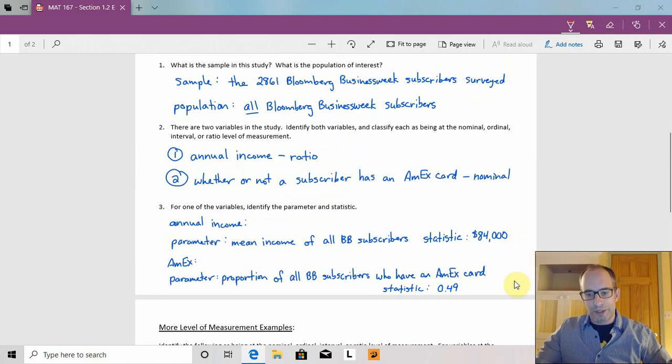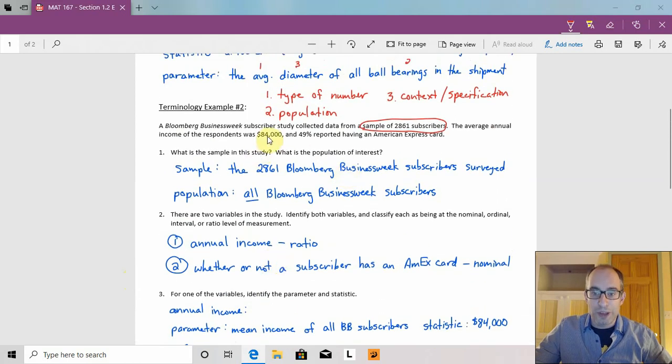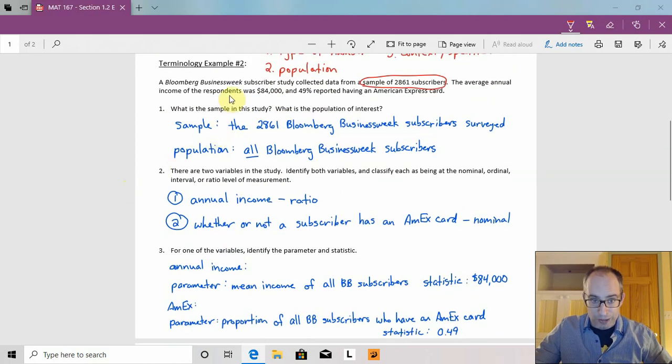Then this was tough to squeeze in because this was really set up for one of them and I did it for both. I didn't really have enough paper, but it kind of fits in here. So for annual income, we know what the statistic is. It's the 84,000. The parameter, if we go back up here, what's the 84,000? It's the mean or average annual income of the respondents, right? So the respondents would be the sample, so we just have to change it to the mean annual income of the population, which is all Bloomberg Business Week subscribers. So that's basically all I did here.